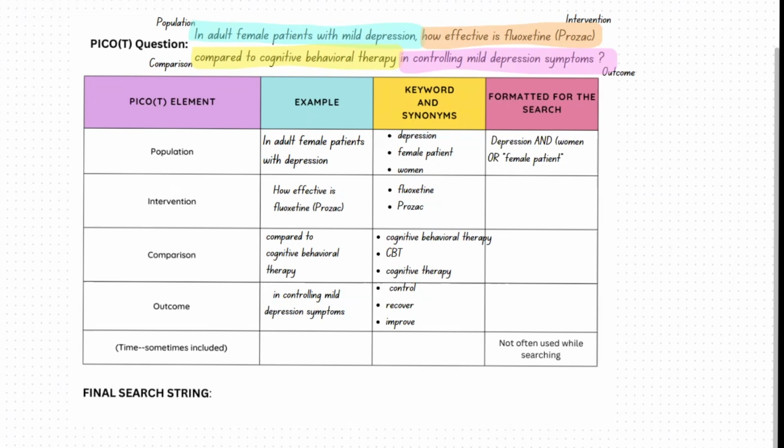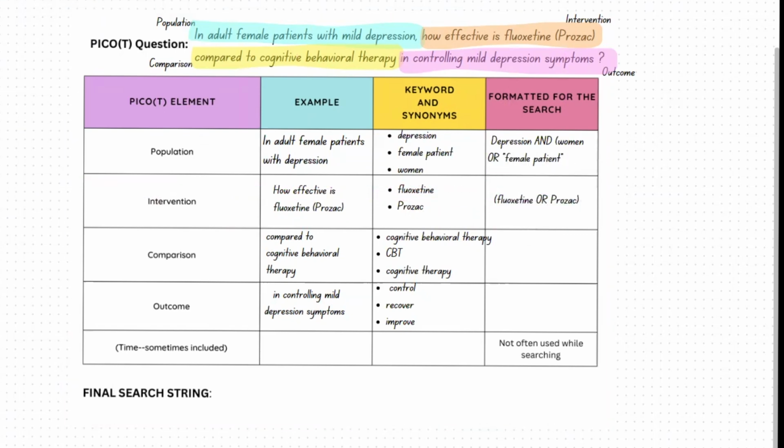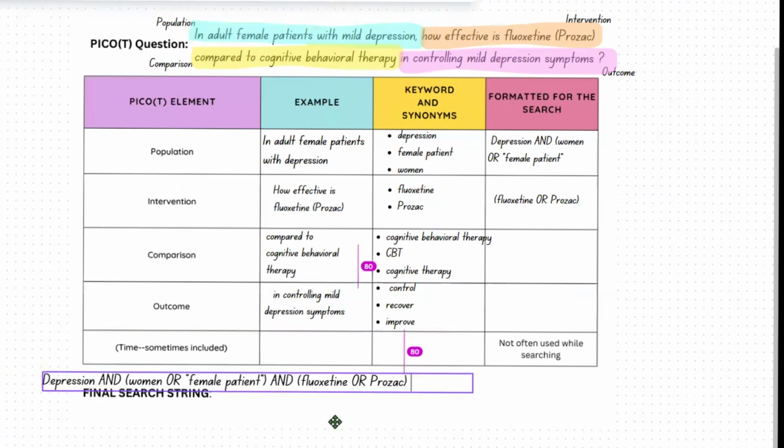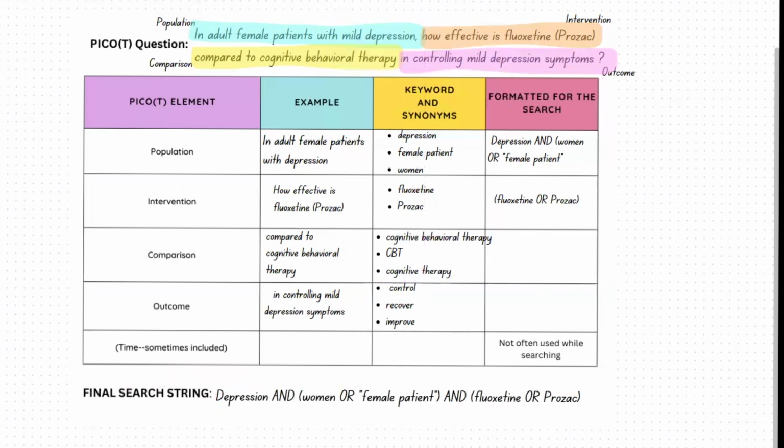For our next set of keywords, the ones relating to intervention, we have fluoxetine and Prozac. Since they are synonyms, we can simply join them together with or and put parentheses around them so we can join them to our previous string about population. So thus far we have depression and, parentheses, women or female patient, in parentheses, and, parentheses, fluoxetine or Prozac, in parentheses.